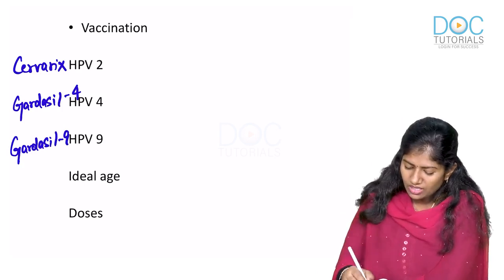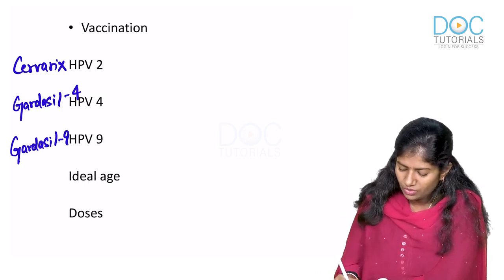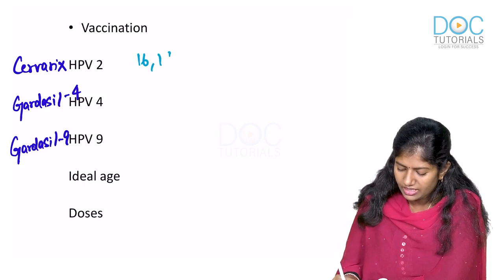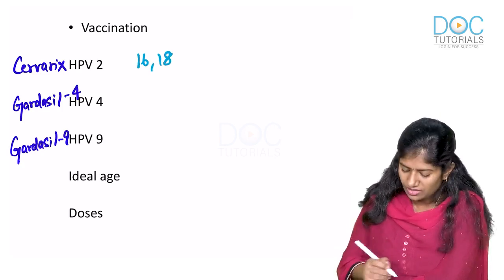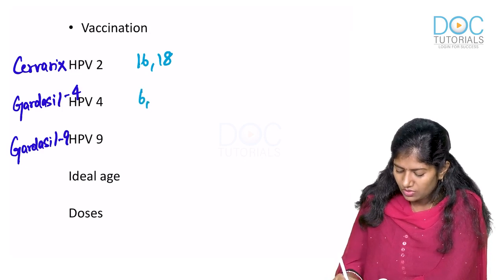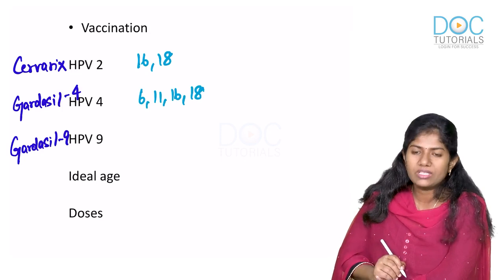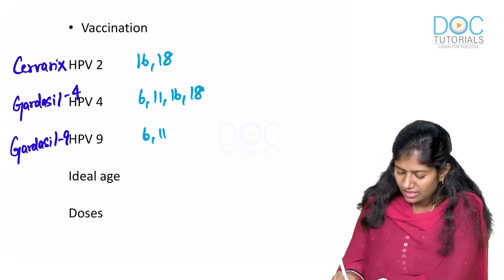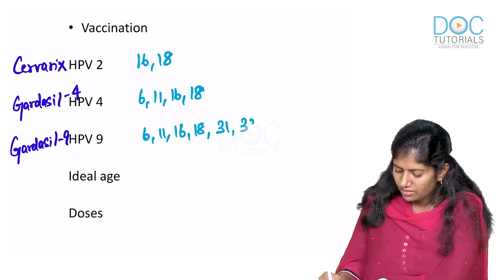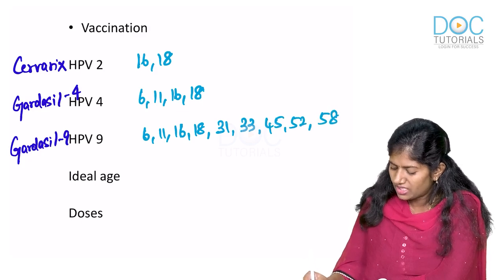So what are the strains included? HPV 2 includes 16 and 18, the two most important oncogenic strains. HPV 4 includes 6, 11, 16 and 18. HPV 9 includes 6, 11, 16, 18, 31, 33, 45, 52 and 58.